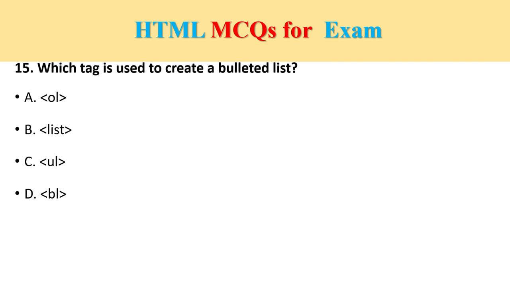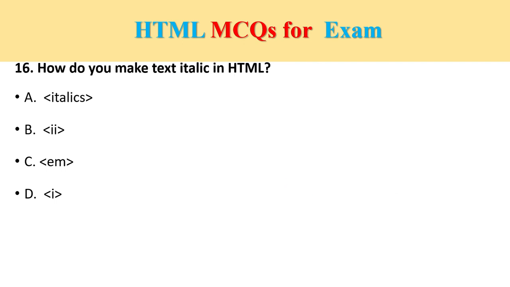Question number 15. Which tag is used to create a bulleted list? To create a bulleted list, we can use the unordered list, UL element. C is the correct answer. 16. How do you make text italic in HTML? When we want to make the text italic in an HTML document, we can use the I element. D is the correct answer.